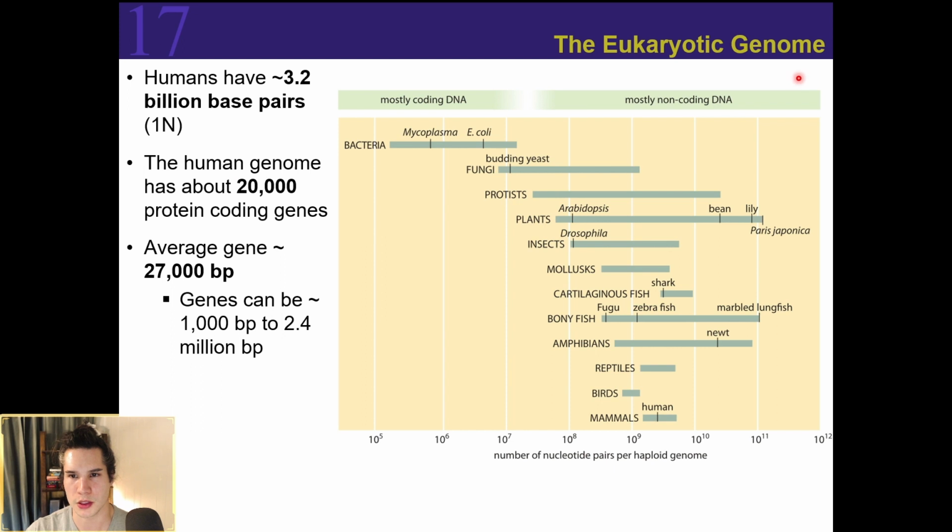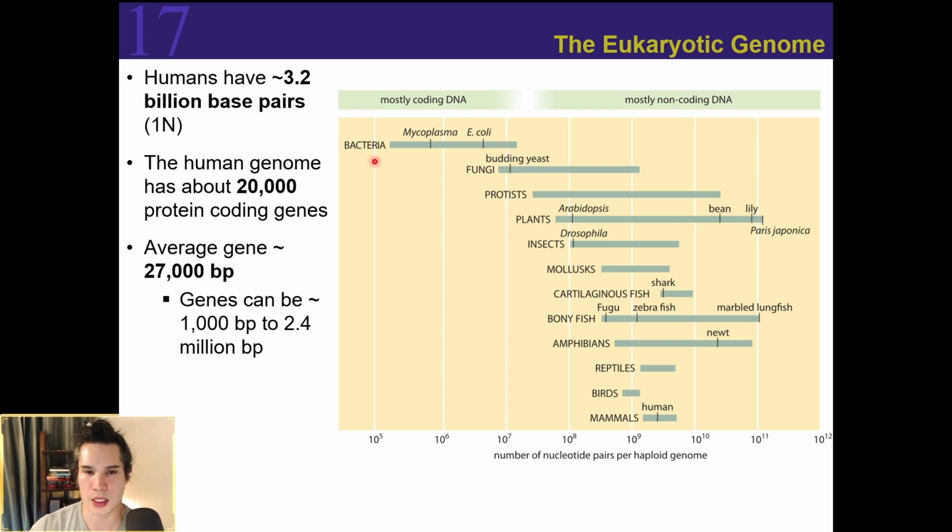All right, so back to the eukaryotic genome. Humans have 3.2 billion base pairs in their haploid genome, so 3.2 billion base pairs in 1N genomes. And the human genome has about 20,000 protein-coding genes. Now, the average gene is about 27,000 base pairs, and genes can be about 1,000 to 2.4 million base pairs long.